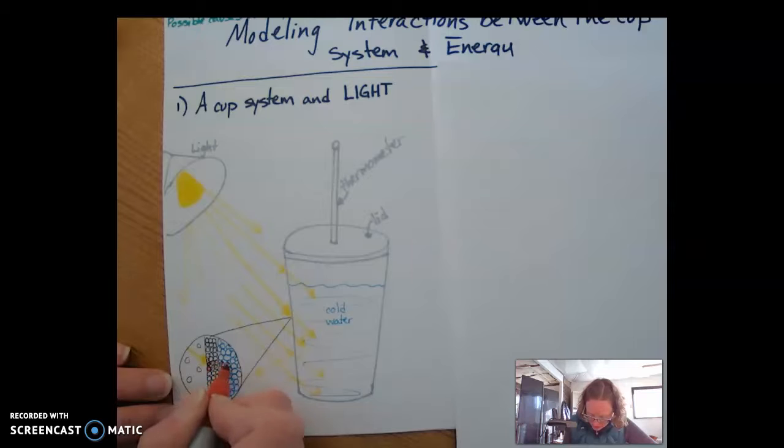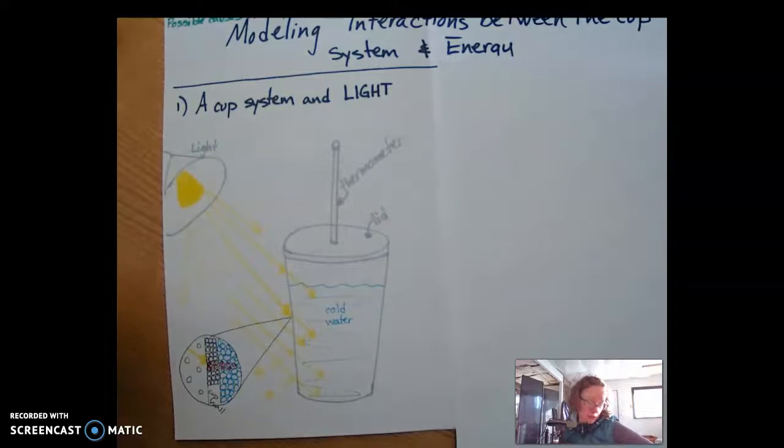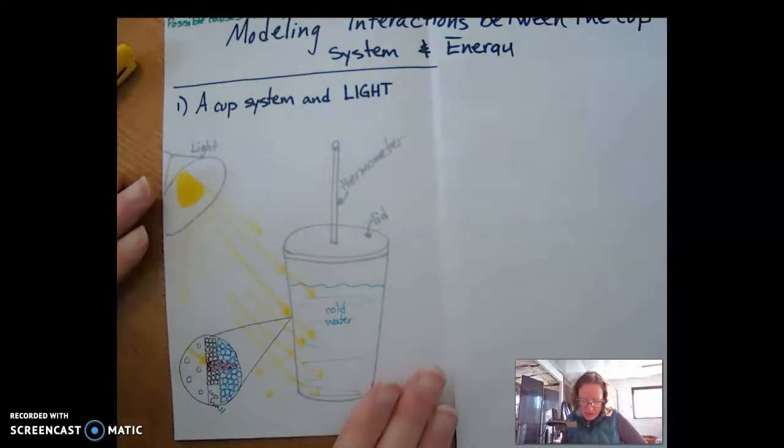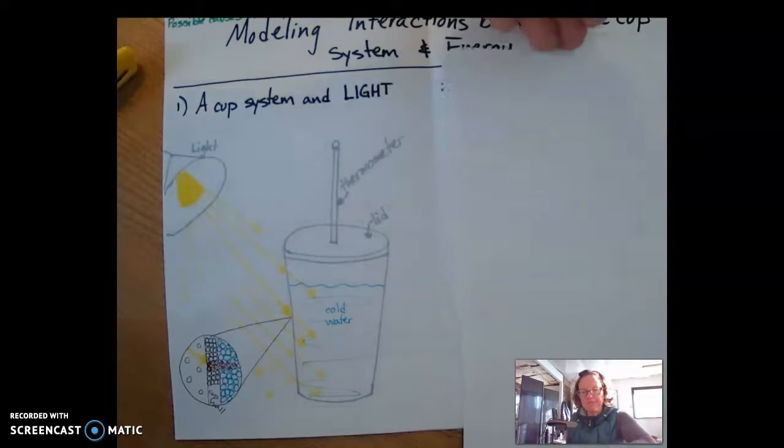Then it's going to touch the water molecules and warm them up, which are going to circulate around and warm up all the molecules that they touch until everything reaches equilibrium. Okay, so there's the cup system and light.